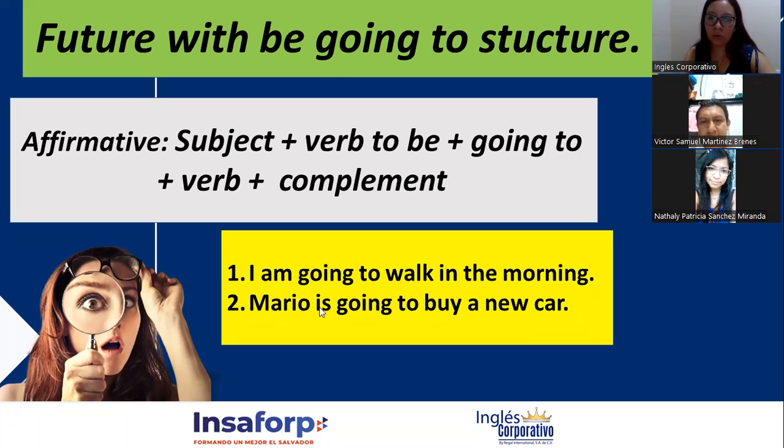En la número 2, sujeto, verbo to be según el sujeto, el auxiliar going to y el verbo, miren. Mario is going to buy a new car. Mario va a comprar un carro nuevo, ¿verdad?